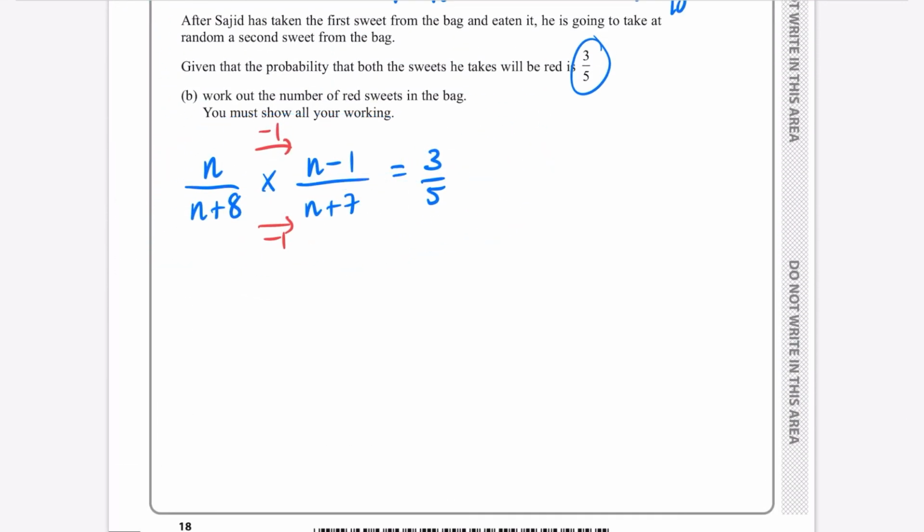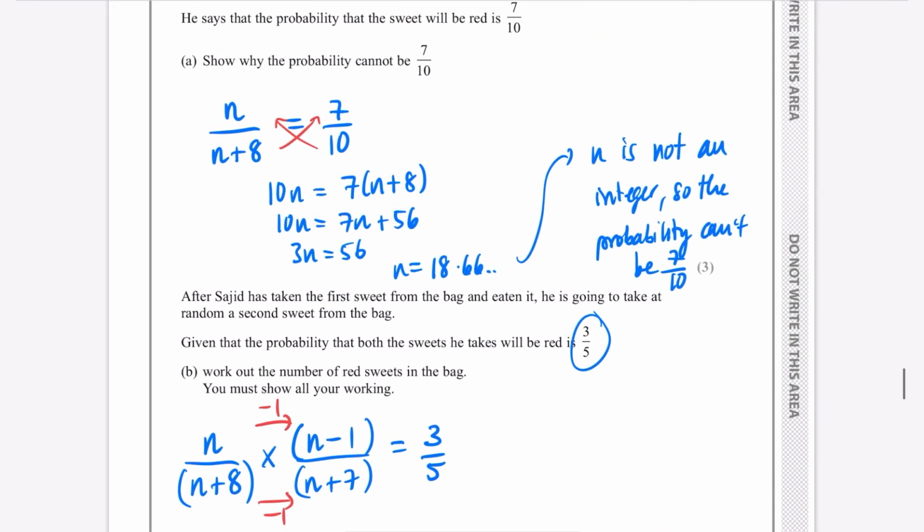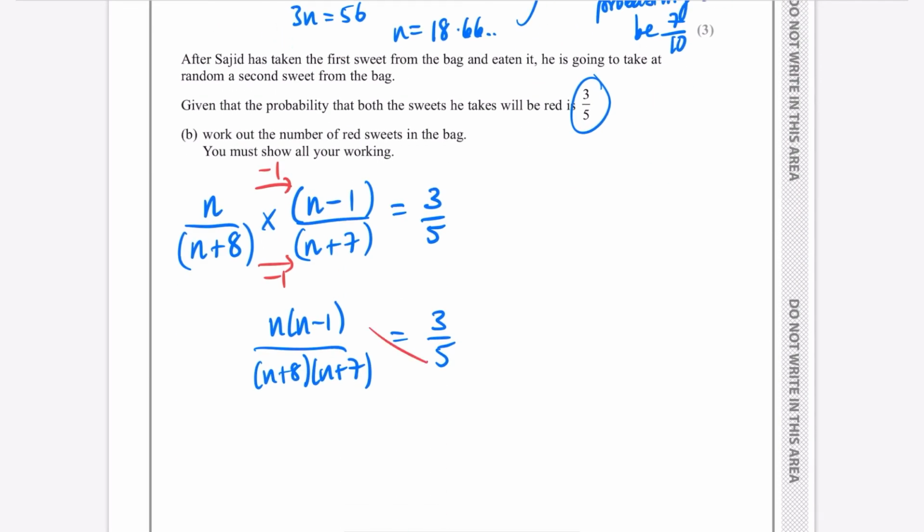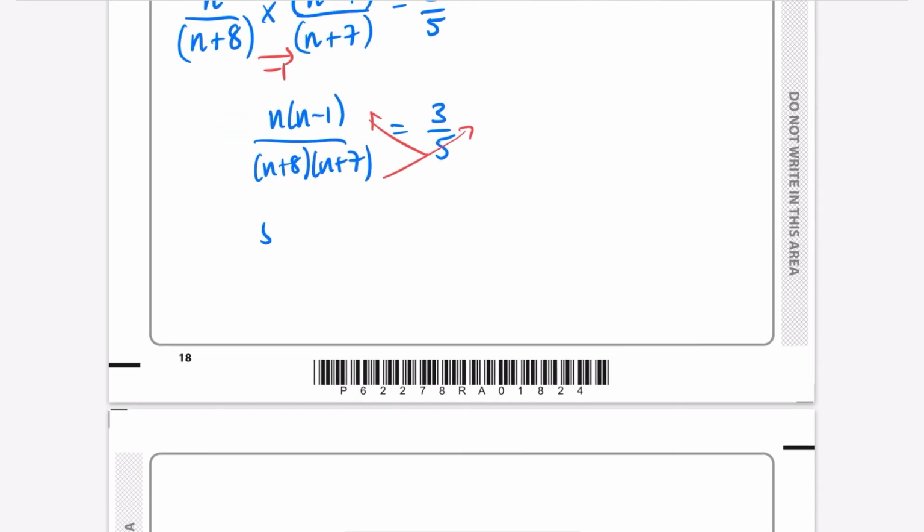So we're going to actually do some multiplication. I'm going to put brackets to remind us that when we do these, we have to expand really carefully. So we get n brackets n minus 1 over n plus 8, n plus 7, and that's equal to 3/5. So just like here when I sent these things up to the other side, I can do that same thing over here. I'm going to send the 5 up there, and I'm going to send that double bracket up there. So we get 5n, n minus 1 equals 3, which is still there, n plus 8, n plus 7. Now I'm going to do some bracket expanding.